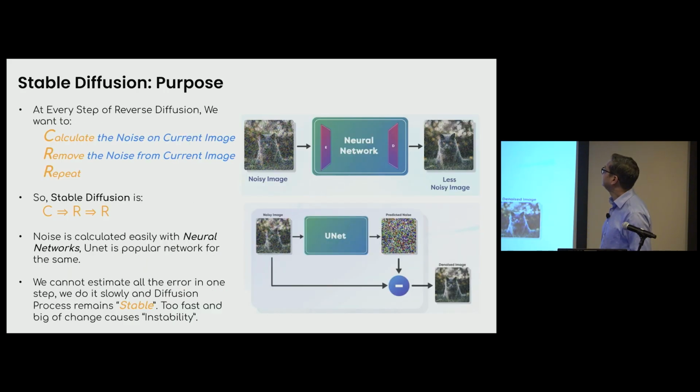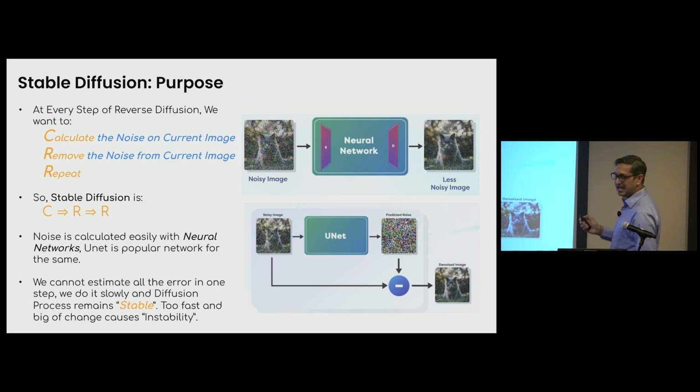And next one. Okay, I have already explained this slide. Let's review. At every step of reverse diffusion, we want to calculate the noise on the current image, remove the noise from the current image, and repeat it. The process will look something like this. This is the image, this is the network which will calculate the noise, and it will reduce the noise from this, and you'll get this.